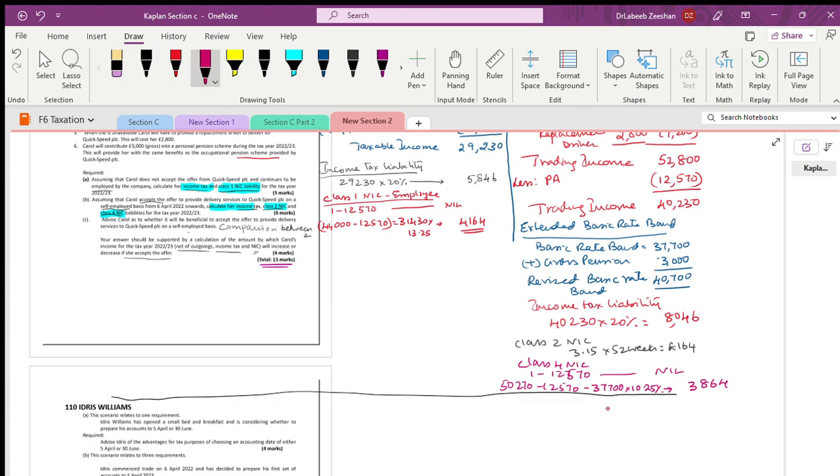Next, in continuation to this: 52,800 minus 50,270 times 3.25%. It comes to 2,530 times 3.25%, which comes to 82. If you add this to 3,864, you get 3,946. See, these things are very, very important. We will use this at a later stage.